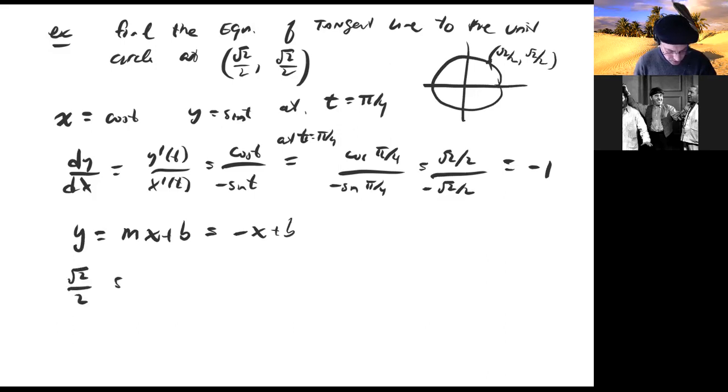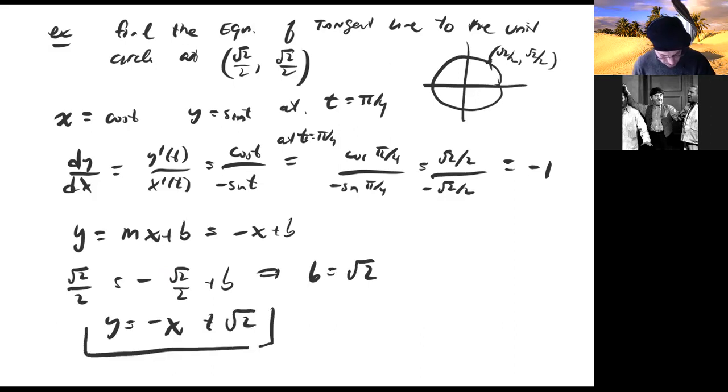So negative radical 2 over 2 equals negative the radical 2 over 2 plus b, to get the intercept b. So you're going to get b equals radical 2. And the answer is y equals negative x plus radical 2. That's the equation of the tangent line. That was pretty simple.